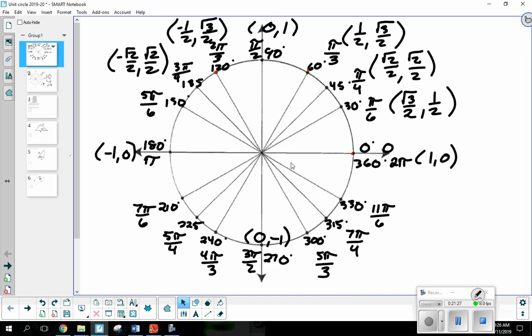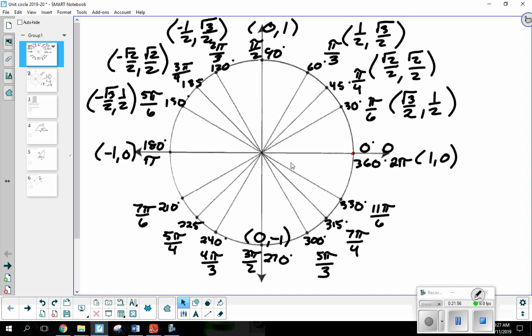If you're reflecting across the y-axis, well, the x values are going to change sign. 30 would correspond to 150. So what happens to square root of 3 over 2, 1/2? Negative square root of 3 over 2, 1/2. There you go. Okay, it's just all about the patterns. Is there anybody who's not seeing how I did that?